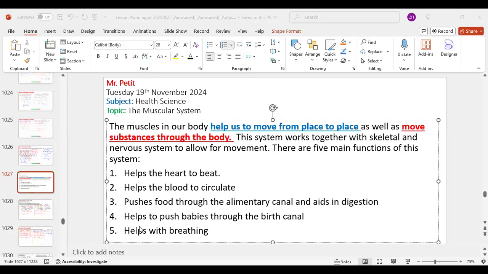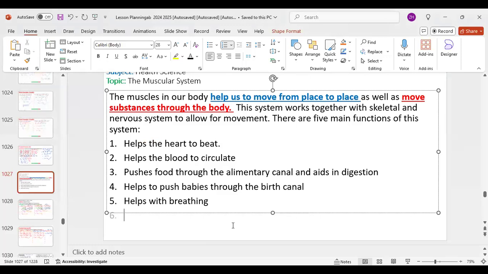What are the 5 functions of the muscular system? You mean me? I mean you, yes. What are the 5 functions of the muscular system? It helps the heart to beat. It helps the blood to circulate. It pushes food through the alimentary canal and aids in digestion. It helps to push babies through the birth canal and it helps with breathing. Very good.